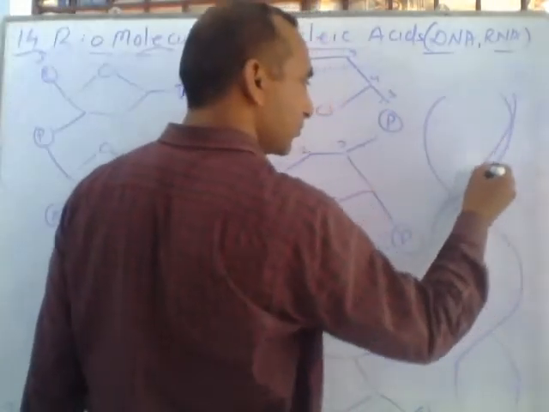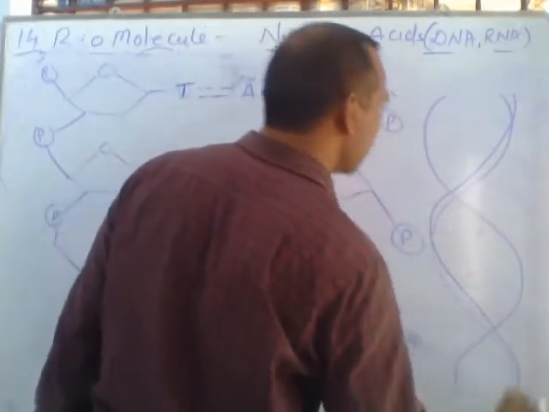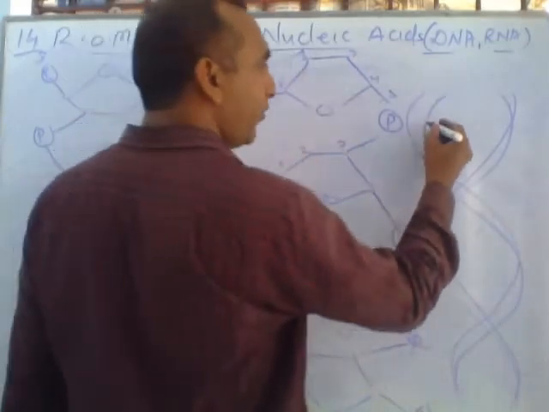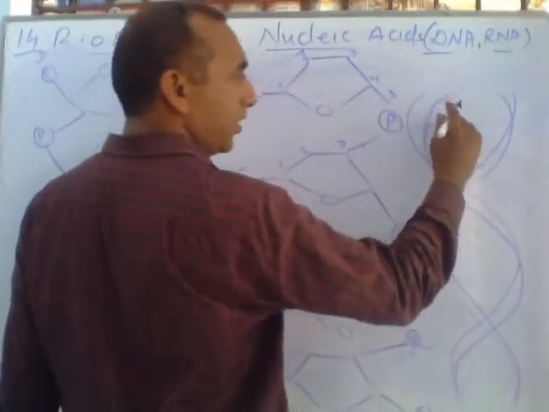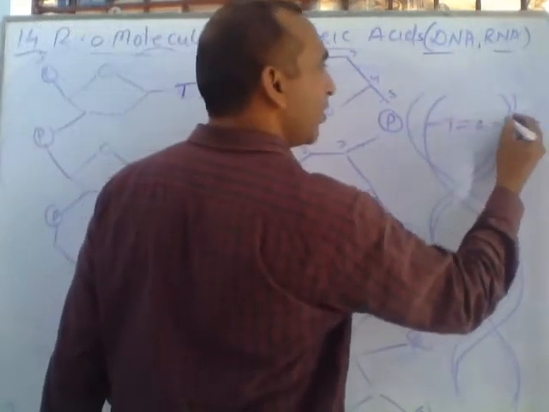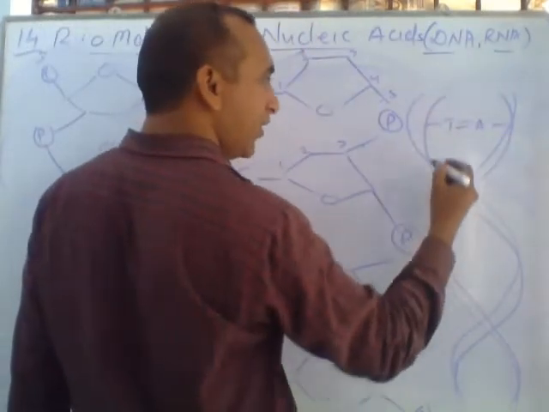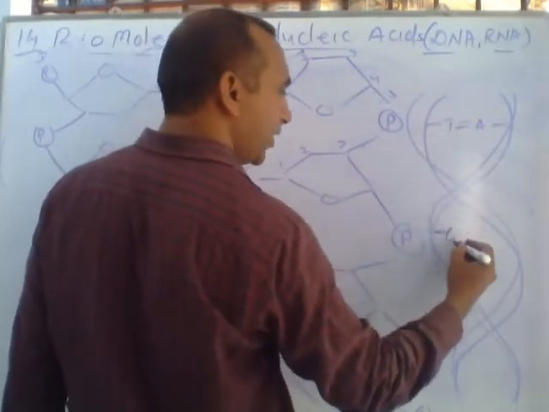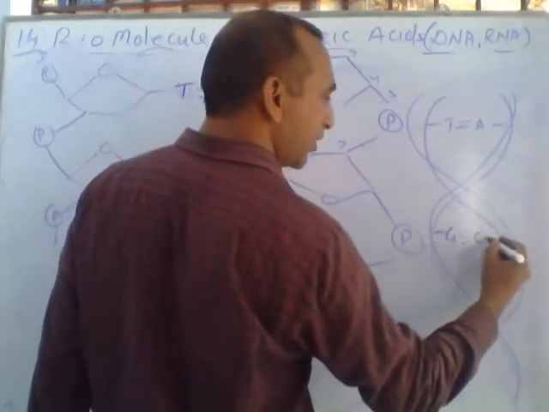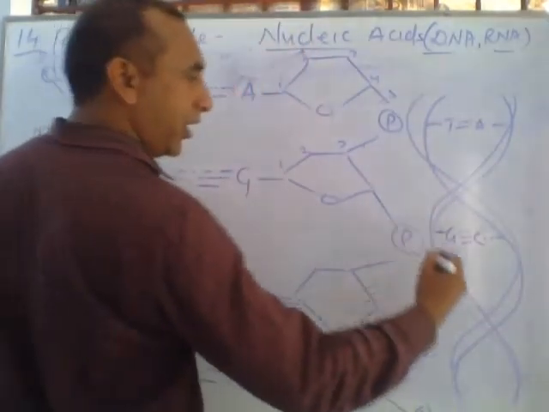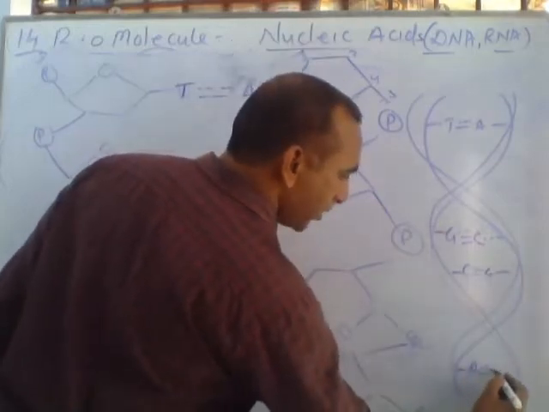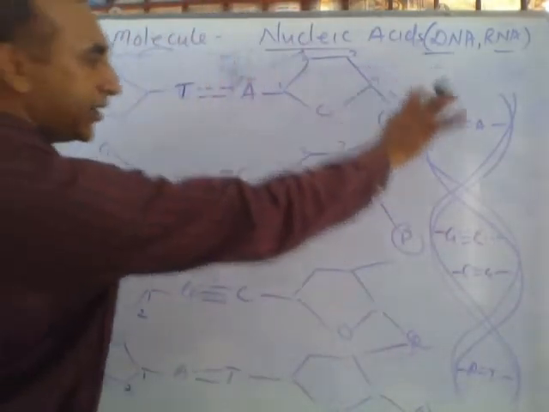Here remember, if there is thymine on the first chain, it forms a double bond with adenine on the other chain. Again, if there is guanine, it will form three hydrogen bonds with cytosine on the other chain. So cytosine with guanine and adenine with thymine, two bonds and triple bonds in alternate sequence. Listen.